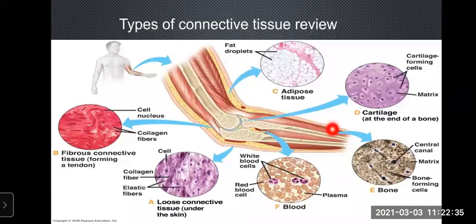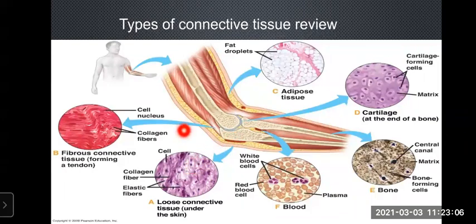Okay. Then this is bone. We know that the entire skeleton is made up of bone. Then blood, which is circulated through the veins and arteries, contains red blood cells, white blood cells, and plasma. Then you have loose connective tissue, which is also known as areolar connective tissue, which surrounds all the tissues. It provides support and flexibility to the organs.